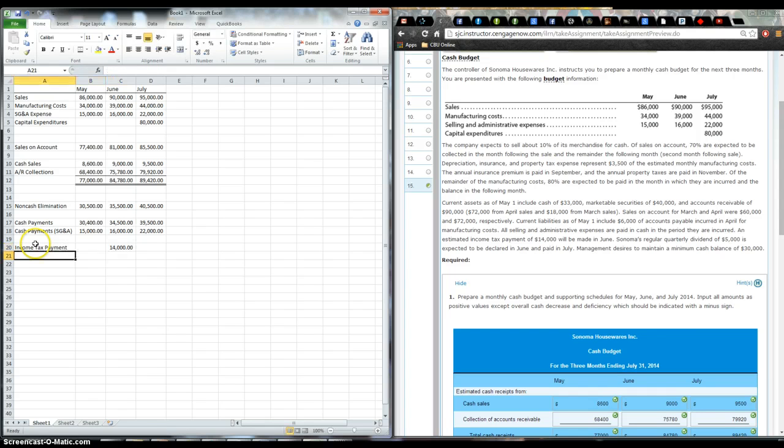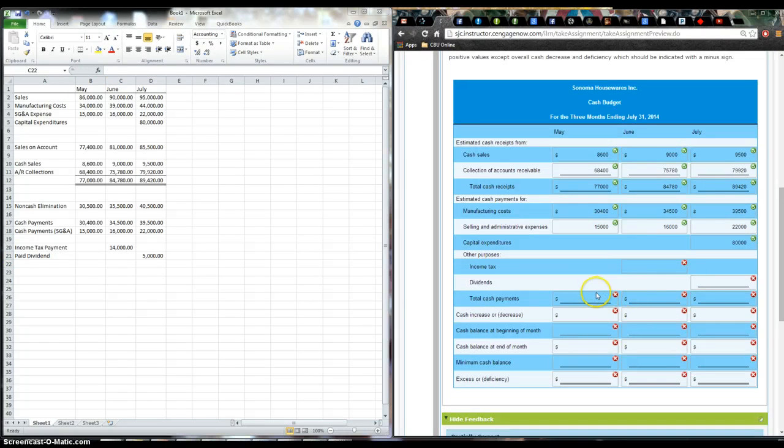14,000. And let's look at we have a quarterly dividend of $5,000 that is expected to be declared in June but paid in July. Paid dividend in July. It's 5,000 there. So let's see where that gives us here. In income tax, we should have 14,000 here in June. Dividends, we should have 5,000 here in July.